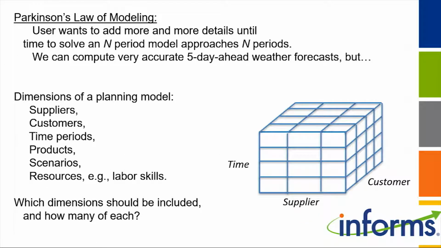Parkinson's law of modeling: users will request more and more detail for a model until the time to solve an n-period model is n periods. So, you can come up with really great 5-day ahead forecasts for weather, but it takes 6 days to get them. So that's an issue here.